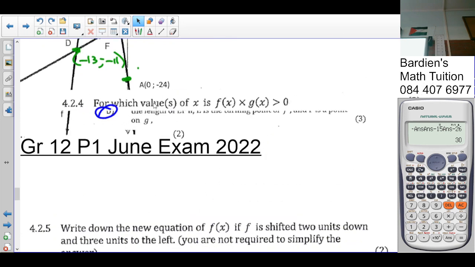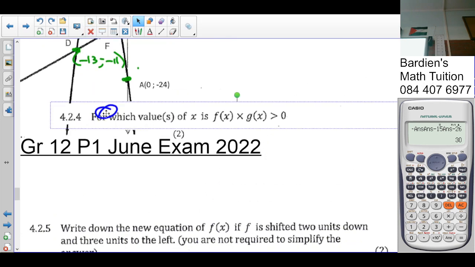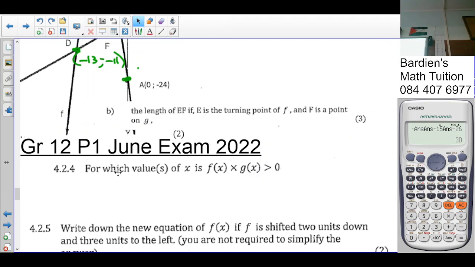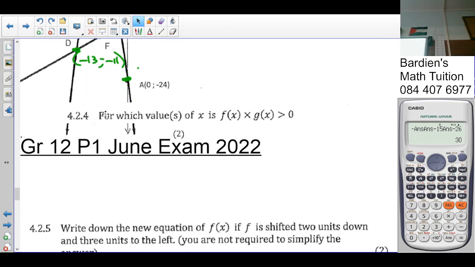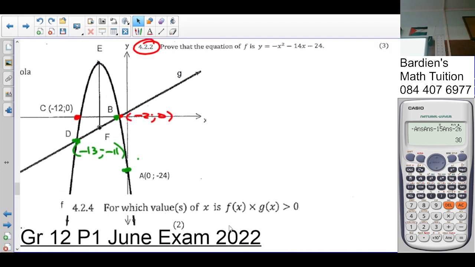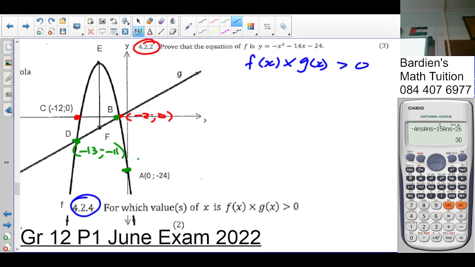Question 4.2. For which values of x is f of x times g of x greater than 0? So greater than 0 means what? That it is positive. Under what condition when we multiply two numbers is it going to be positive? Positive times a positive or negative times a negative, not so?